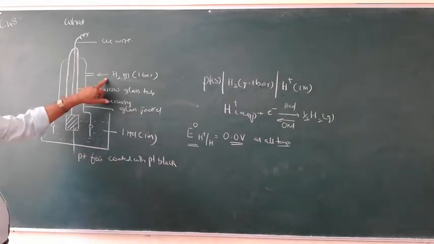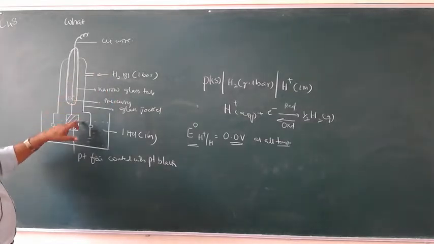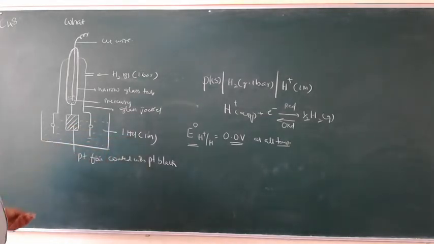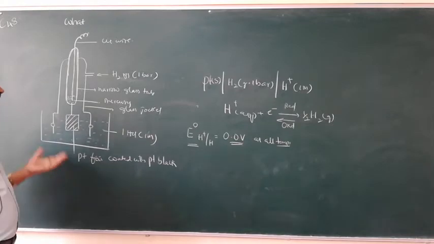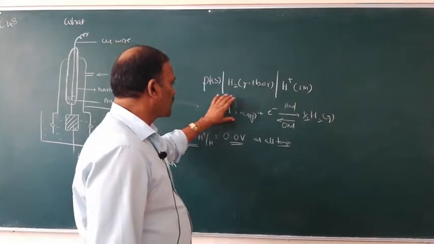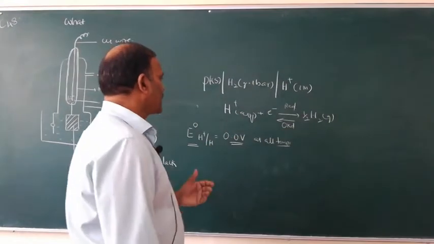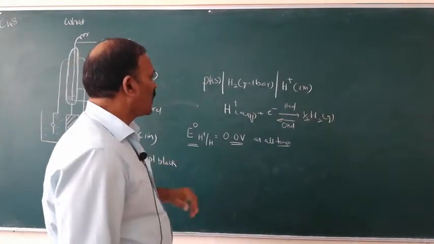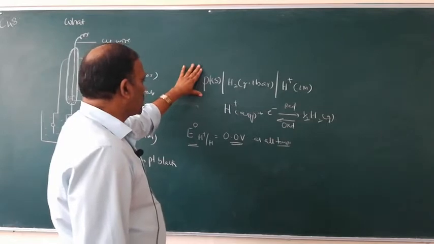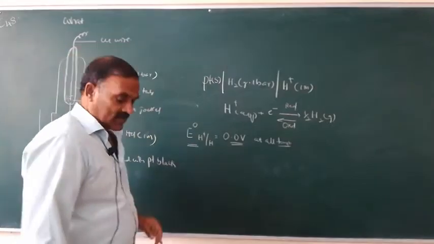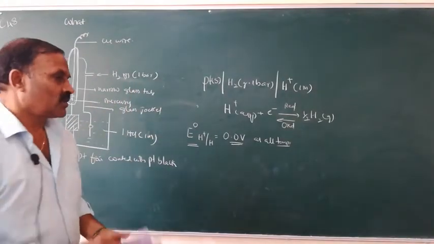Pure and dry hydrogen gas is passed at 1 bar pressure into hydrochloric acid of 1 molar concentration. So what is the electrode reaction? This is the electrode reaction when hydrogen undergoes reduction, and the reverse reaction is the oxidation reaction when the hydrogen electrode undergoes oxidation. This is the representation of standard hydrogen electrode, and this is the standard electrode potential of hydrogen electrode.